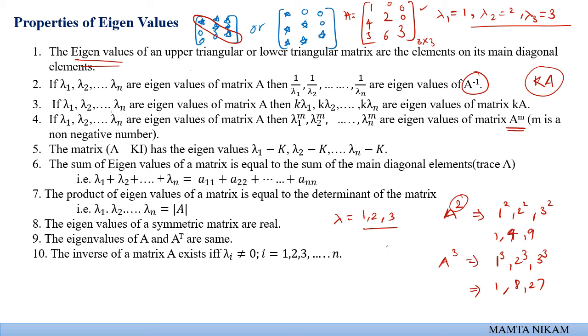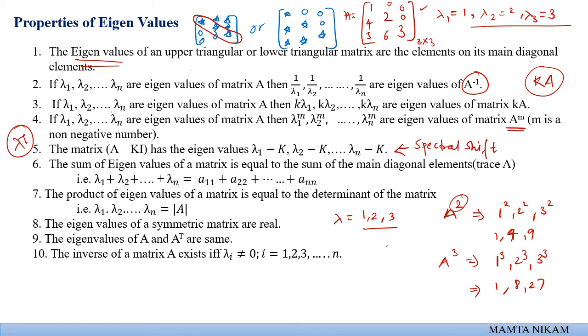Matrix A minus kI has eigenvalues lambda 1 minus k, lambda 2 minus k, lambda n minus k. Means suppose kI is another scalar term. k जैसे हमारे पास lambda I terms है, अगर k is another scalar multiple then it has eigenvalues. That means it is just nothing but a shift. These eigenvalues are shifted by k. This type is known as spectral shift.